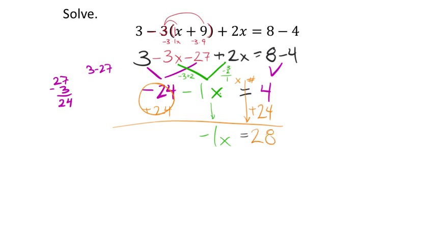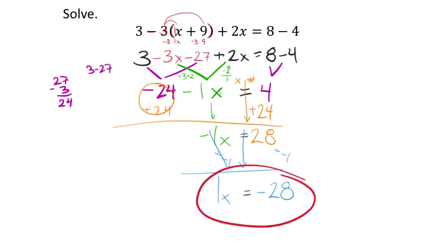The last thing we want is a coefficient of x that's a positive 1. And that should solve it. So to make that negative 1 coefficient a positive 1, we'll divide it by itself on both sides. That makes a 1x. Positive divided by negative is going to make a negative. 28 divided by 1 is 28. So our solution ends up being negative 28.